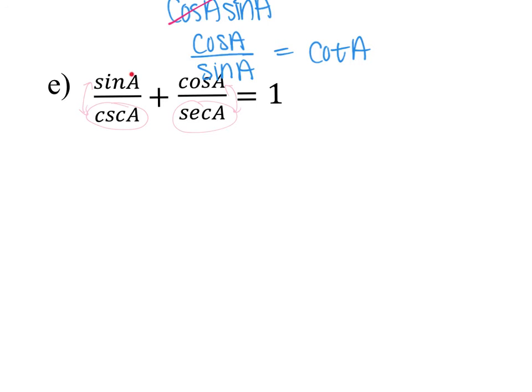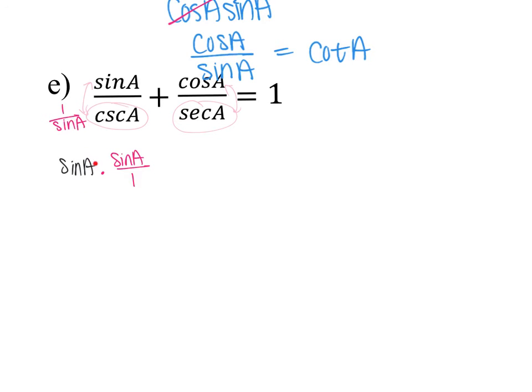So here's what I mean. I'm going to take the sine here, drop it down. And cosecant is just, when you think about it, 1 over sine. So if you're dividing by 1 over sine, you're going to have to flip this fraction. So this is going to end up being sine over 1.